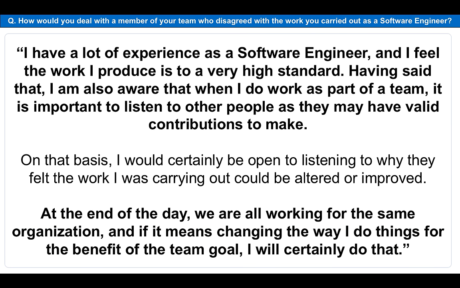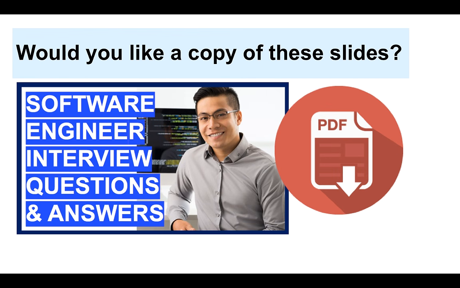At the end of the day, we are all working for the same organisation, and if that means changing the way I do things for the benefit of the team goal, I will certainly do that. That is a really good answer, and it shows that you are more concerned about the organisation and the team objectives.